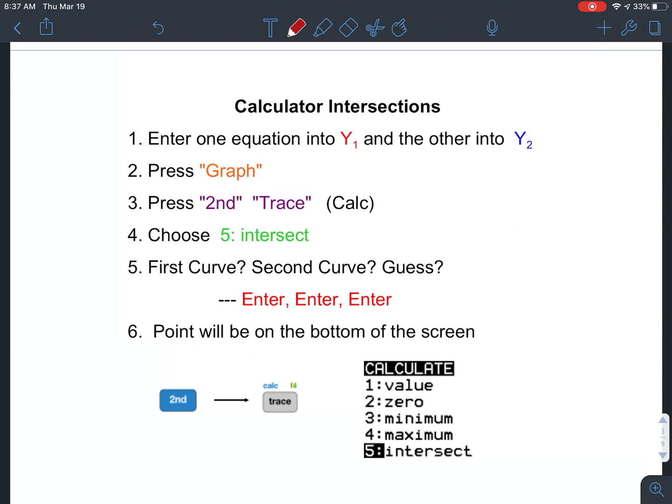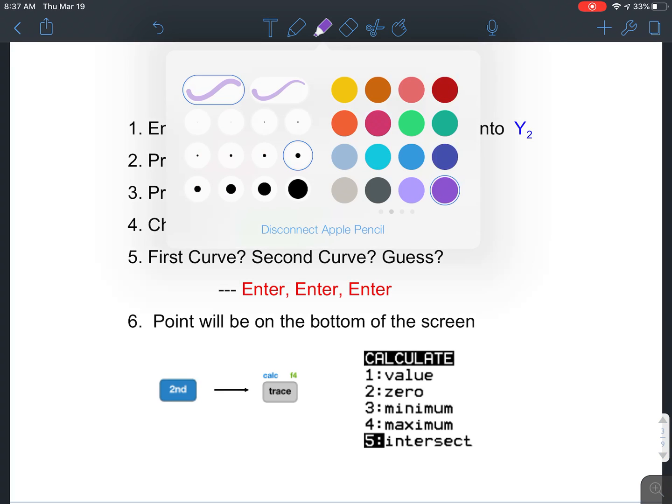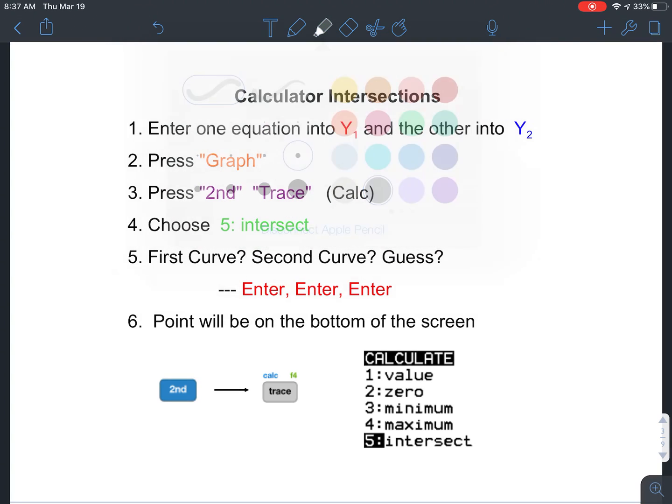Okay, so we put our equation into y1 and y2, which we should all know how to do. We look at the graph. If we see a point of intersection, we can use the second trace or the calc menu to use the functions of the calculator to find the intersection point. So which function are we going to use? Well, we've looked at maximum, we've looked at minimum, we looked at zero. Now we are looking at number 5, which is intersect.